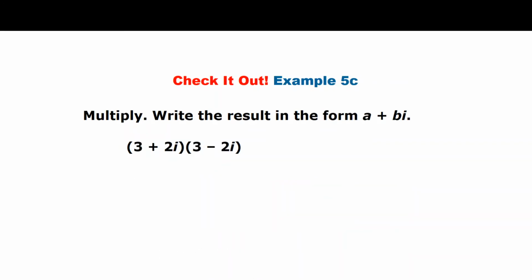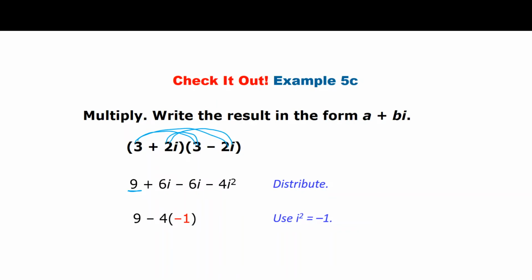All right. Try another one. Go ahead and turn the video off if you need to. Again, we're going to distribute first. And there it is. 3 times 3 is 9. Minus 6i plus 6i, and then minus 4i squared. Let's remember that i squared is the same as -1. The 6i and the minus 6i, they just cancel out to equal 0. So we end up with just 9 minus, or plus 4, because this is a -4 times a -1 is a +4, so 9 plus 4 is 13.